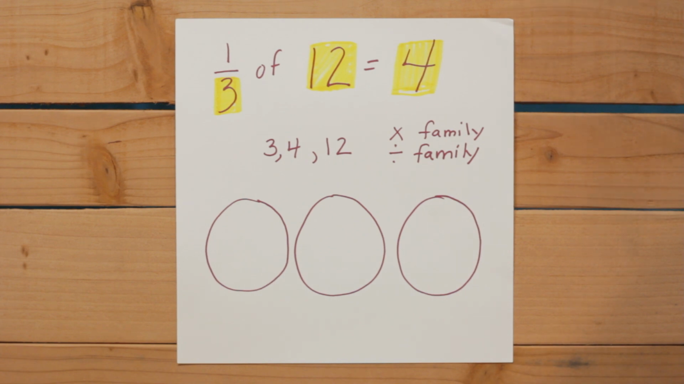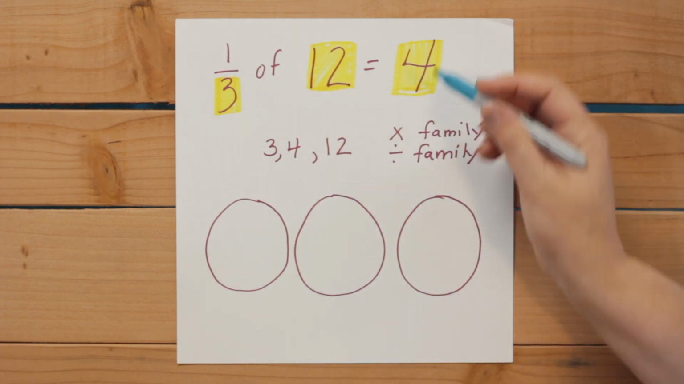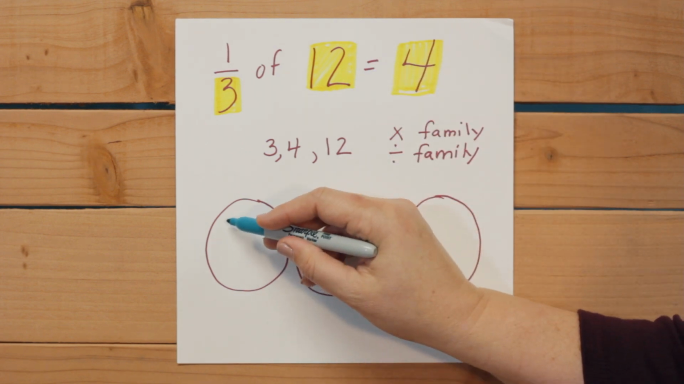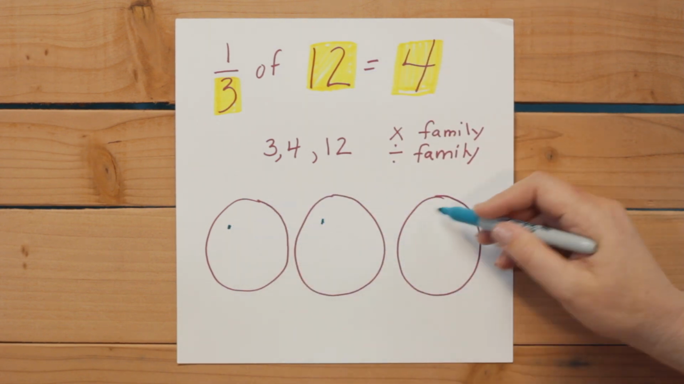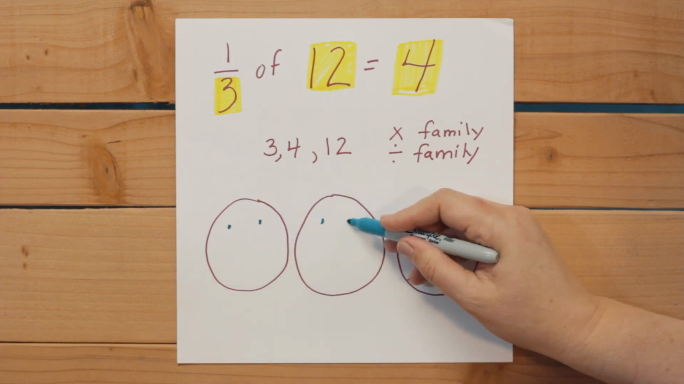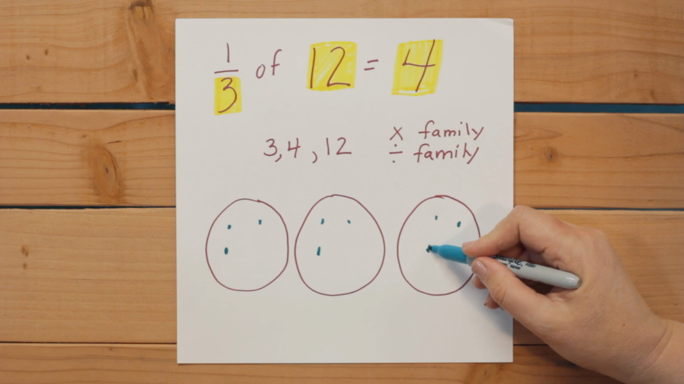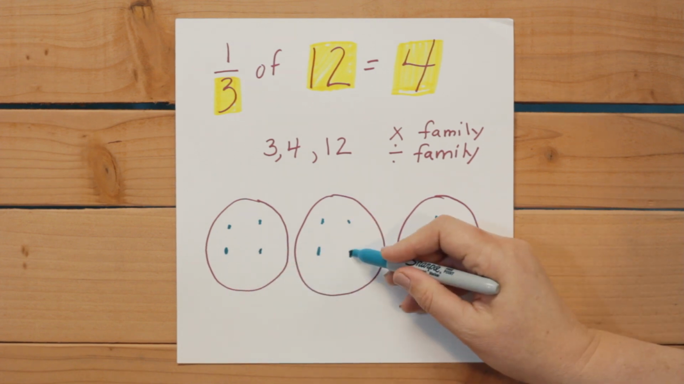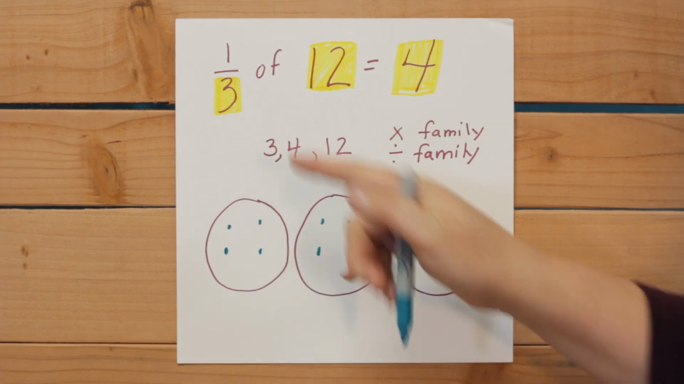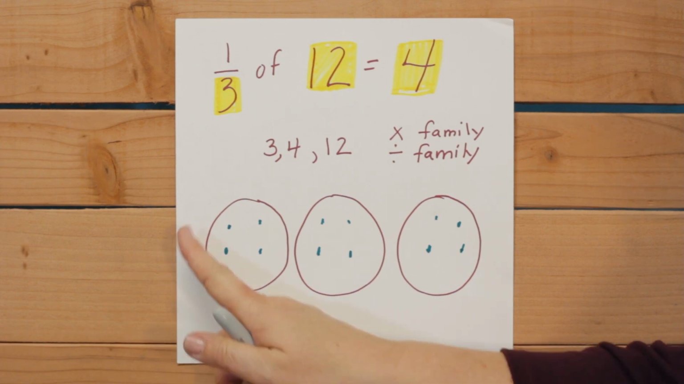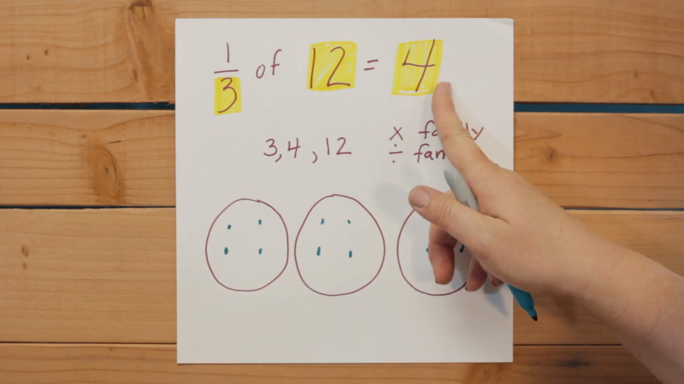We're going to continue working on 1/3 of 12 equals 4. And I'm going to take 12 dots and divide them into 3 groups. 1, 2, 3, 4, 5, 6, 7, 8, 9, 10, 11, 12. So now I have 1/3 of 12 is 4.